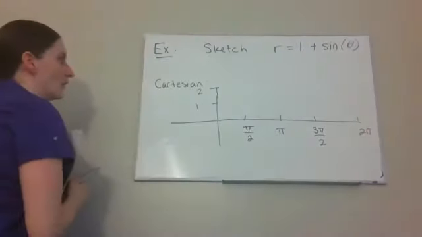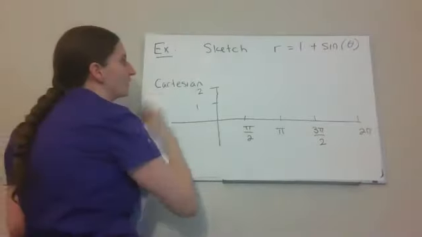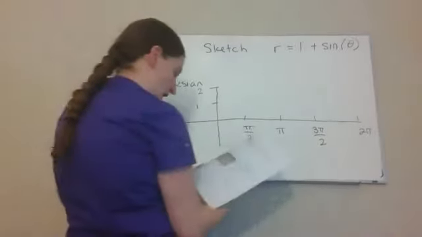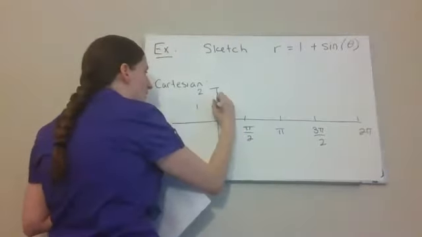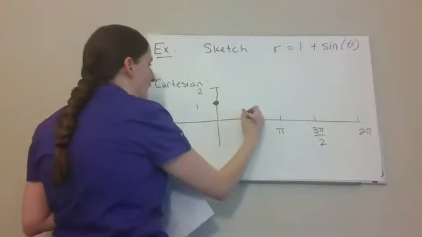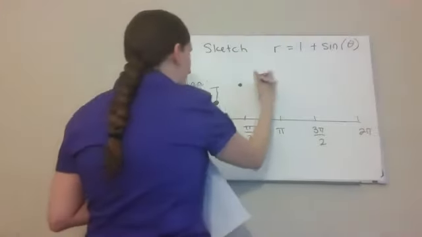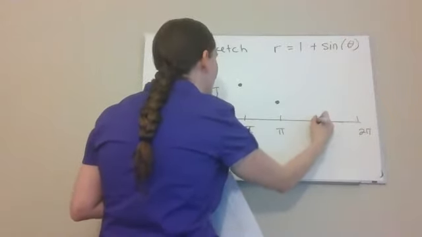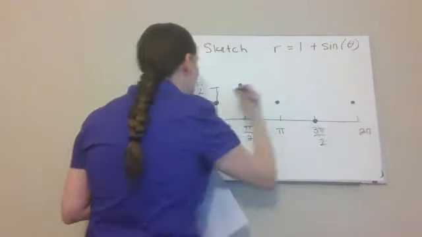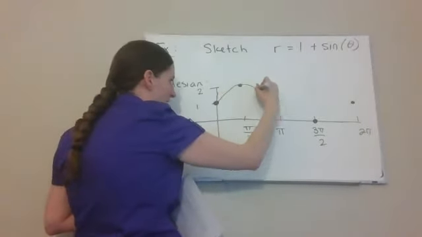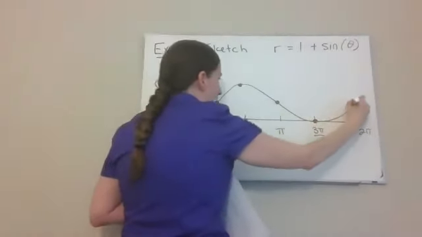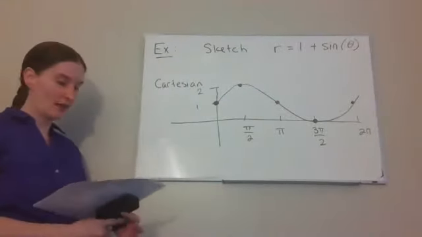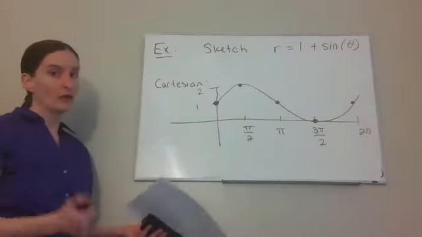All right, so if my angle is 0, we know sine of 0 is 0, so I'm actually going to start up here at 1. Sine of pi over 2 is 1, so I get 1 plus 1 is 2. And you know how the rest of this graph ends up looking. You guys have graphed sine curves many, many times. So I end up getting that for my Cartesian graph of 1 plus sine theta. But that is not my polar graph.